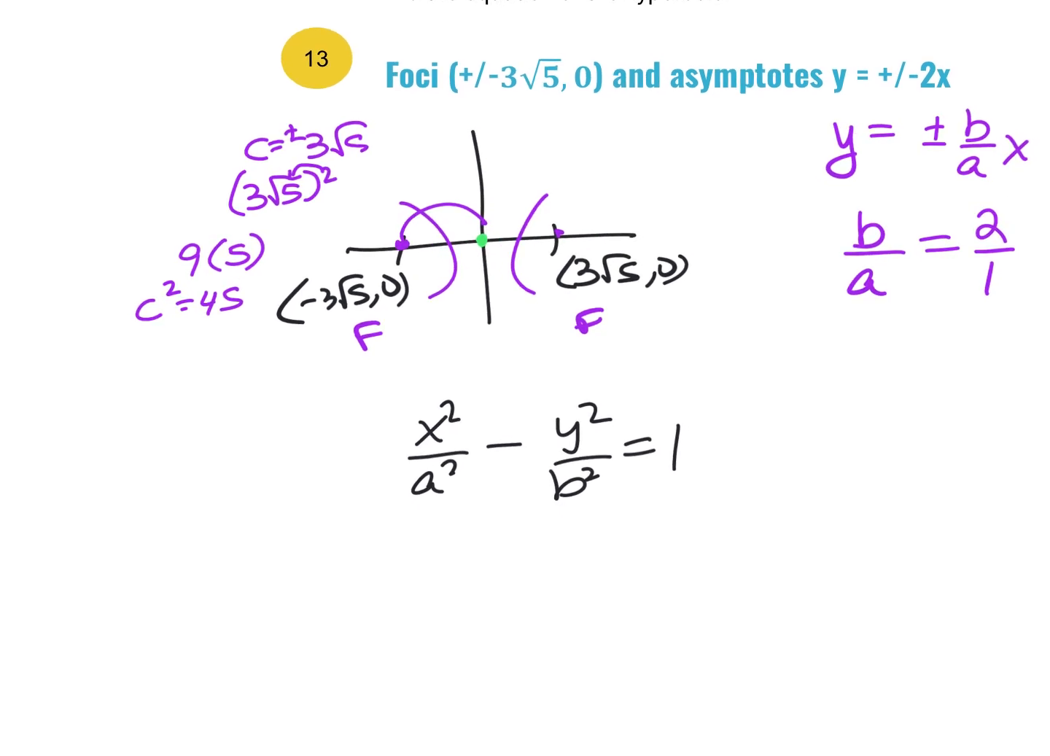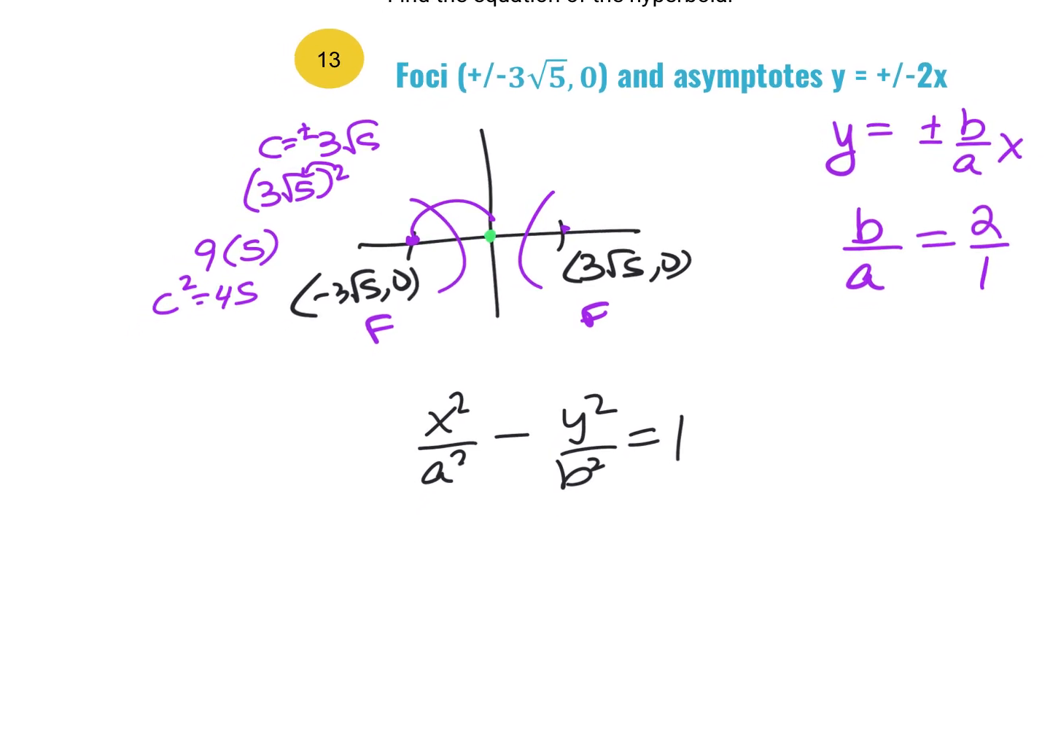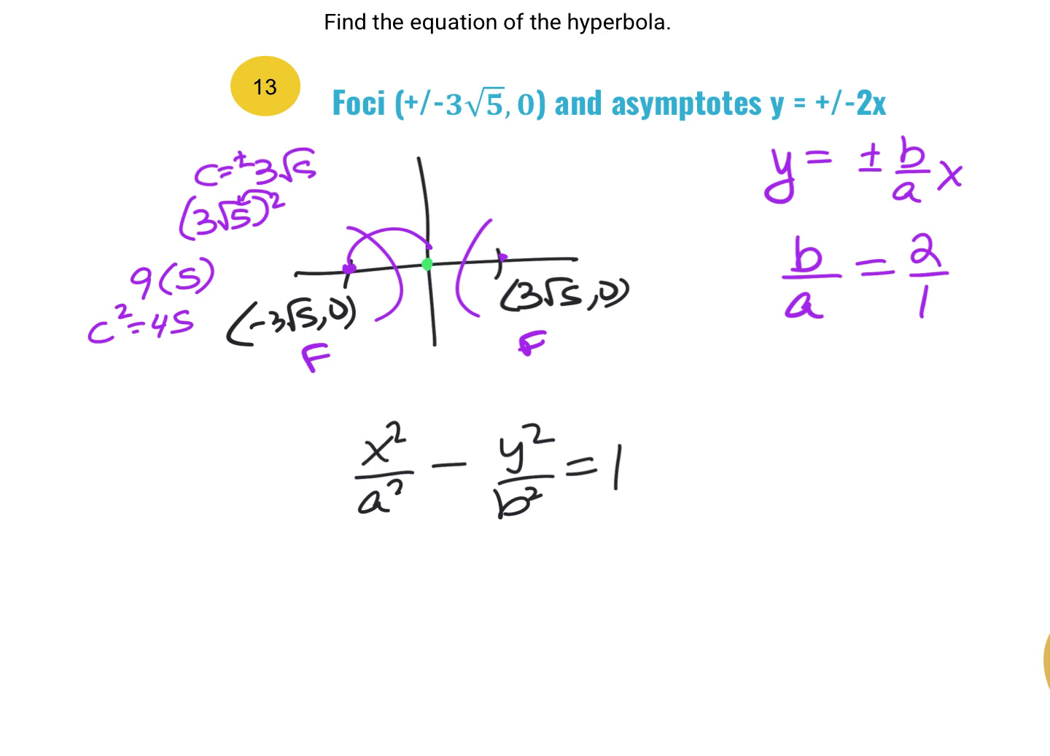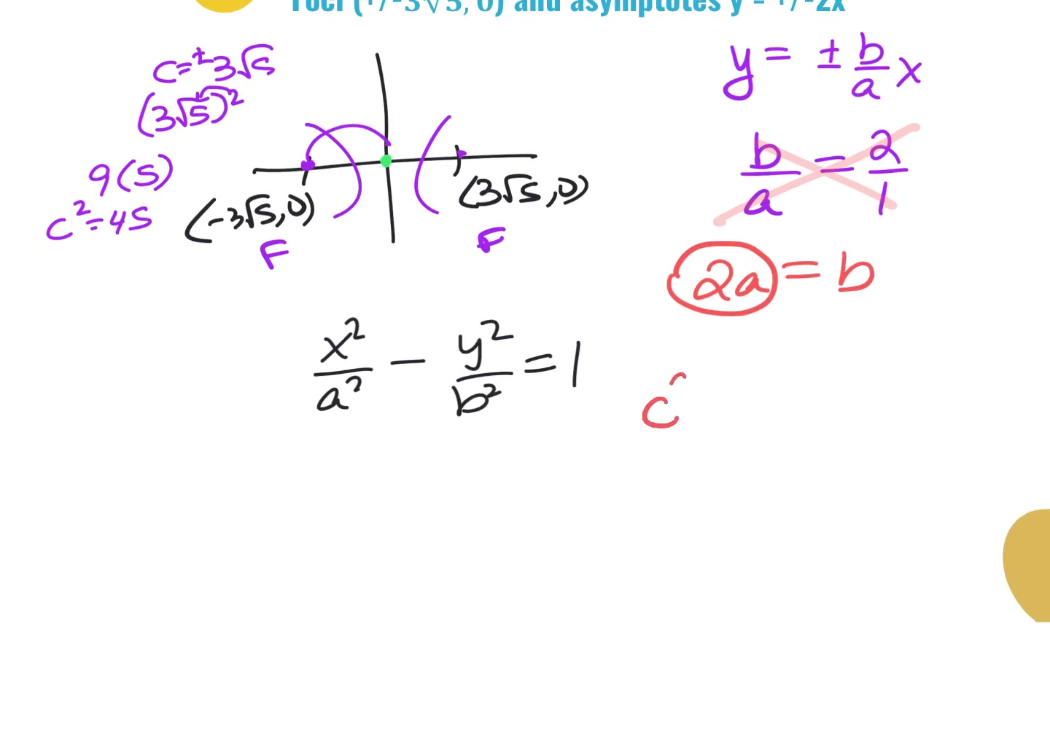So now, let me go ahead and fill in. Actually, let me solve for A over here first. I need to get it in terms of something that I can plug in. So again, I'm going to cross multiply here, and I get 2A is equal to B. So I'm going to take what B equals, and I'm going to plug it in to C squared equals A squared plus B squared. So I'm going to put 2A here and square it.